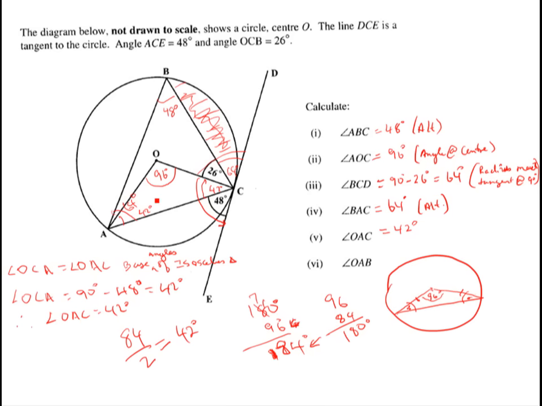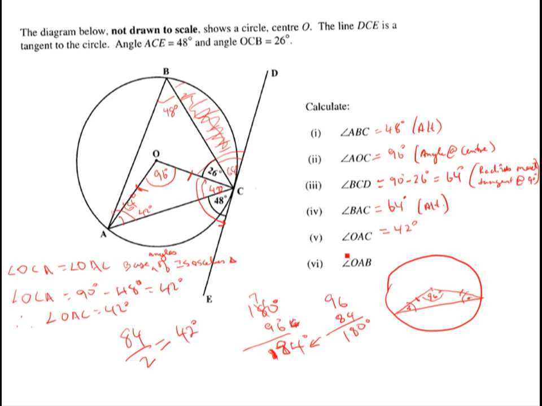Okay, so we could have done that the other way around as well. We don't have to go this route, taking 96 and dividing it by 2. Once we find one, we can find the other one. But we have to consider that it is an isosceles triangle, because if this is 42, then we can say the other angle is also 42.